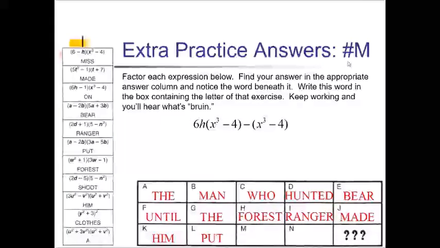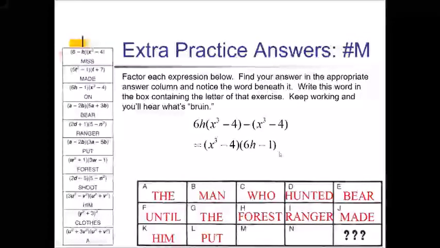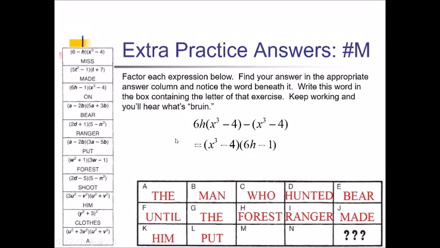Next up, problem M. We have a common factor of x cubed minus 4 coming out of everything. My leftovers now, I got a 6h, and this is actually a minus invisible 1 that we have to write now. So x cubed, where can I find any x cubeds? Let's see here. It looks like right up here, 6h minus 1, x cubed minus 4, that's what I need. So we're putting on under the M box here.